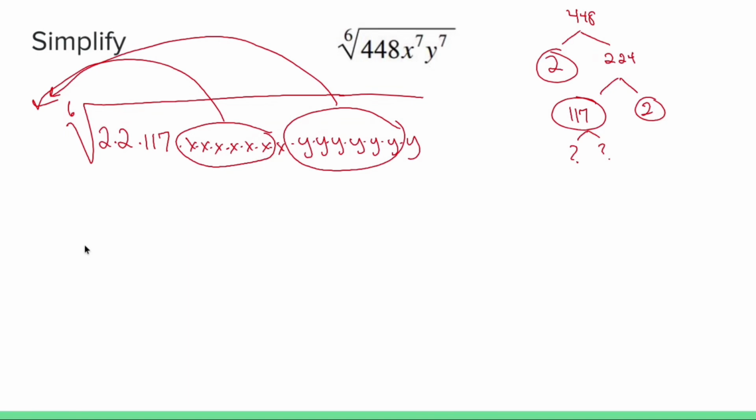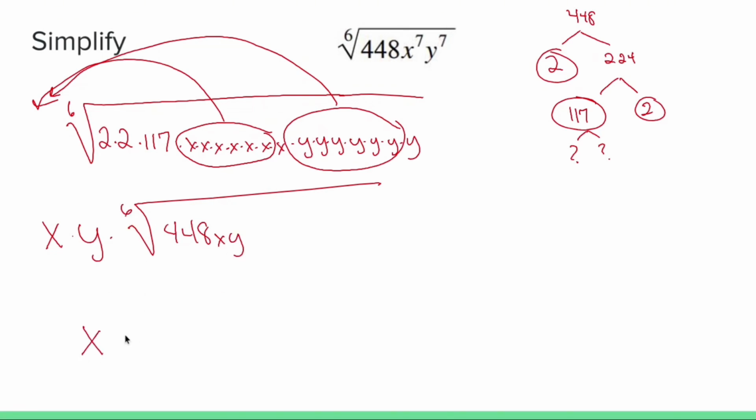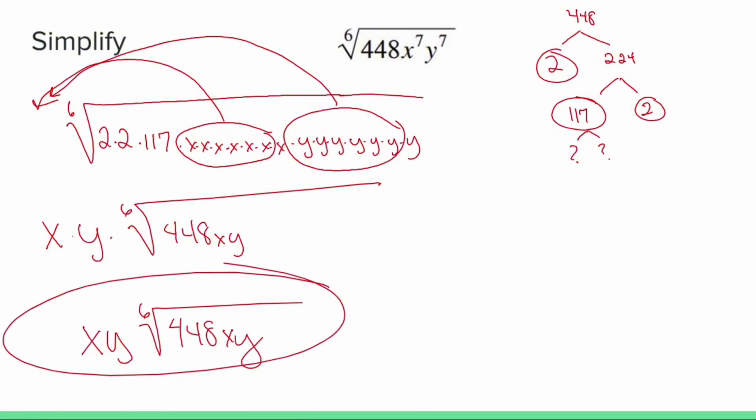And what I'm left with is an x out here, a y out here. That 2 times 2 times 17 I already know is 448. So why don't I turn that back? X, y. So this whole thing becomes x, y times the 6th root of 448 x, y. Nifty-galifty.